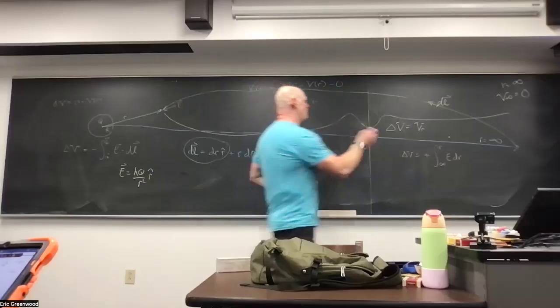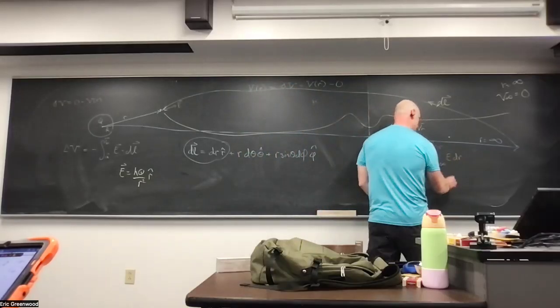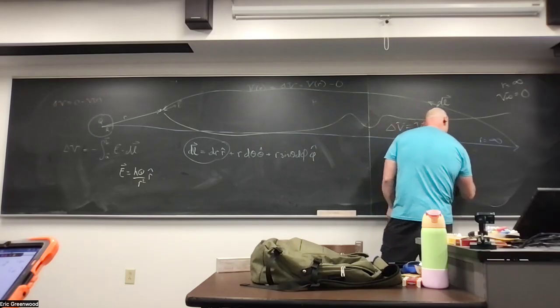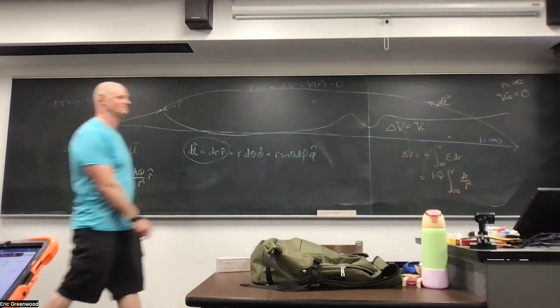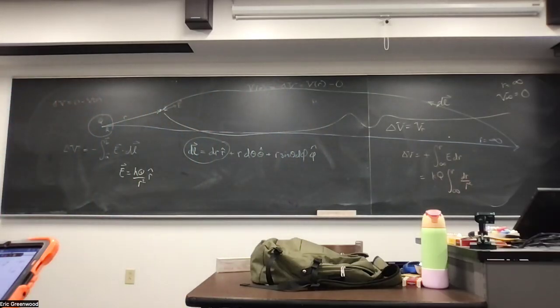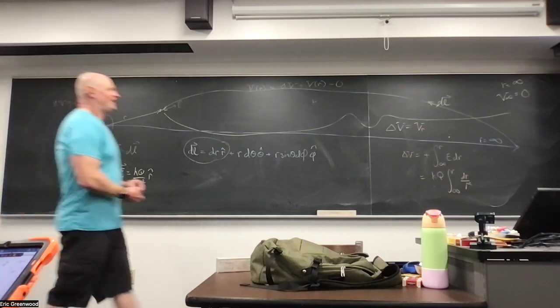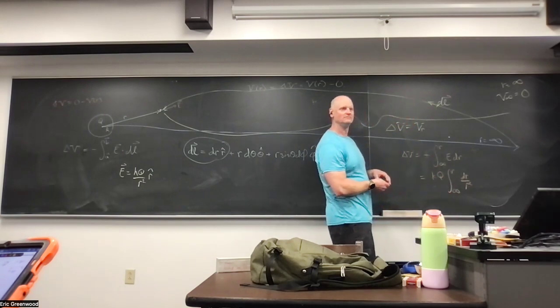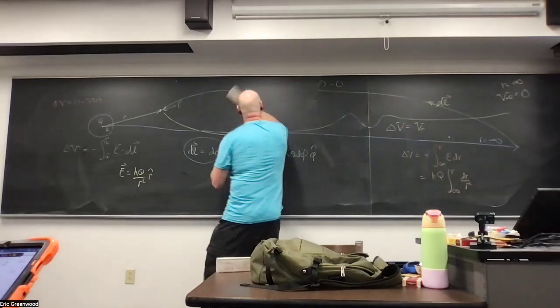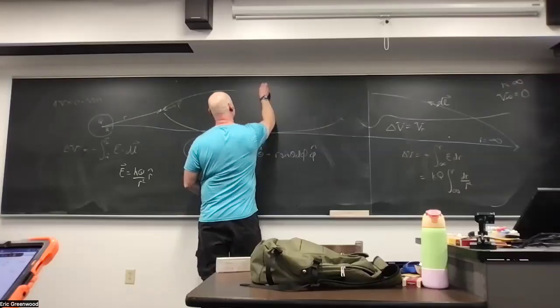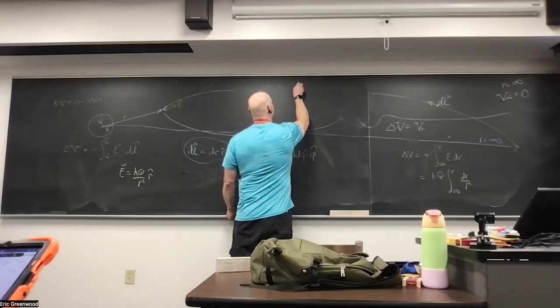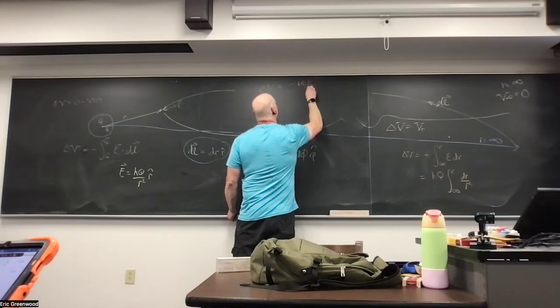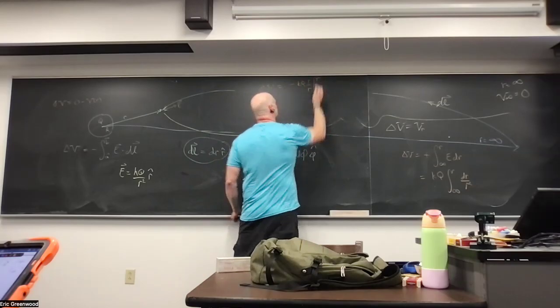So let's put this in. Finally, it's going to be k times q, integral from infinity to r of dr over r squared. Now, what's the integral of 1 over r squared dr? Negative 1 over r, good. So my change of potential is equal to minus kq times 1 over r, evaluated from infinity to r.